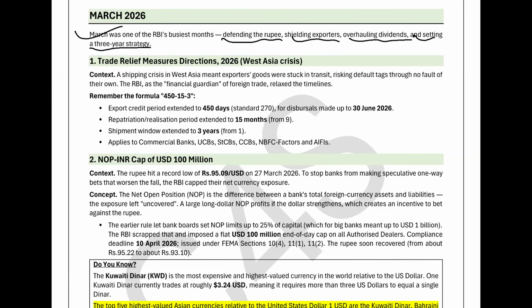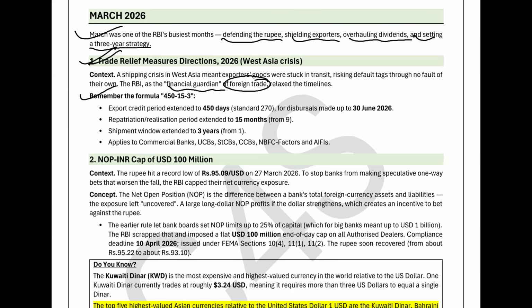So first, try to understand the first important circular news, that is trade relief measures direction 2026 due to the West Asia crisis. I have already told you the context. A shipping crisis in West Asia meant exporters' goods were stuck in transit, risking default through no fault of their own. The RBI, as the financial guardian of foreign trade, relaxed the timelines. Remember the formula 450, 15 or 3.